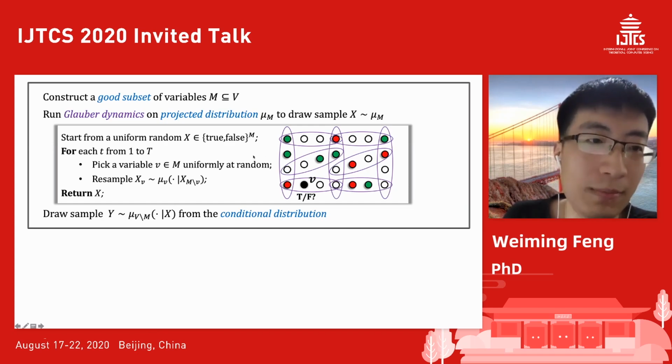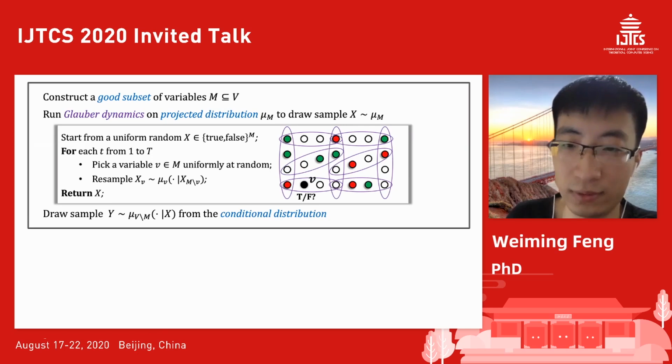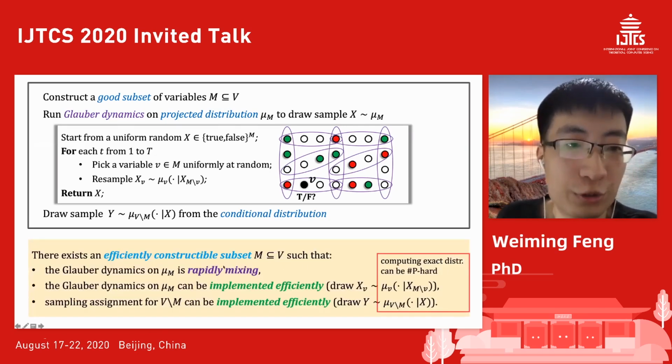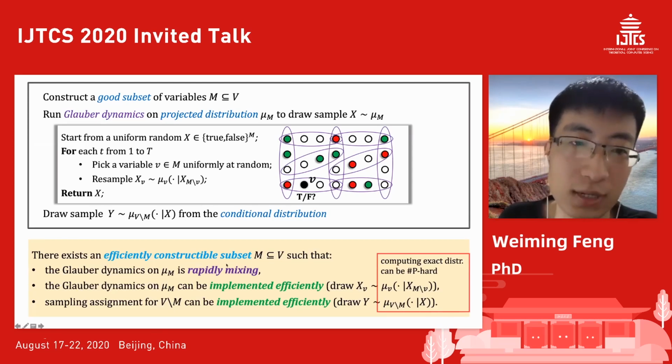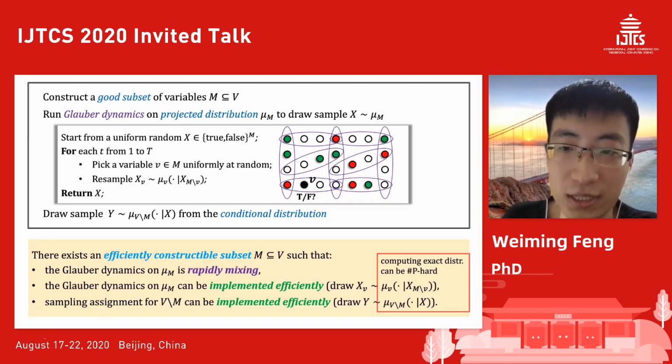So after the global dynamics, we get a random sample X. X is an assignment of variables in M. Then we sample the assignment of variables in the complement of M from the conditional distribution. Now we need to prove the following result. We need to show that there exists an efficiently constructible subset M such that the following three points hold at the same time. First, the global dynamics on the projected distribution mu_M is rapidly mixing. Second, the global dynamics on mu_M can be implemented efficiently.